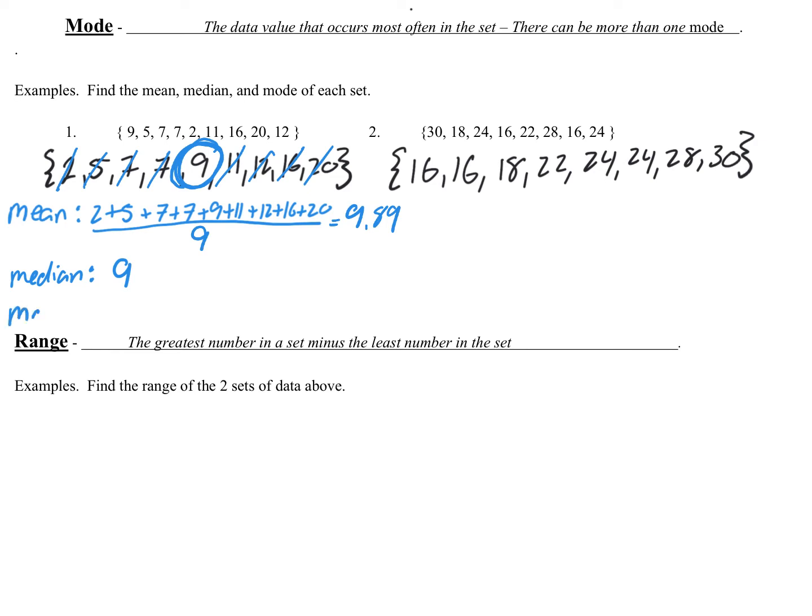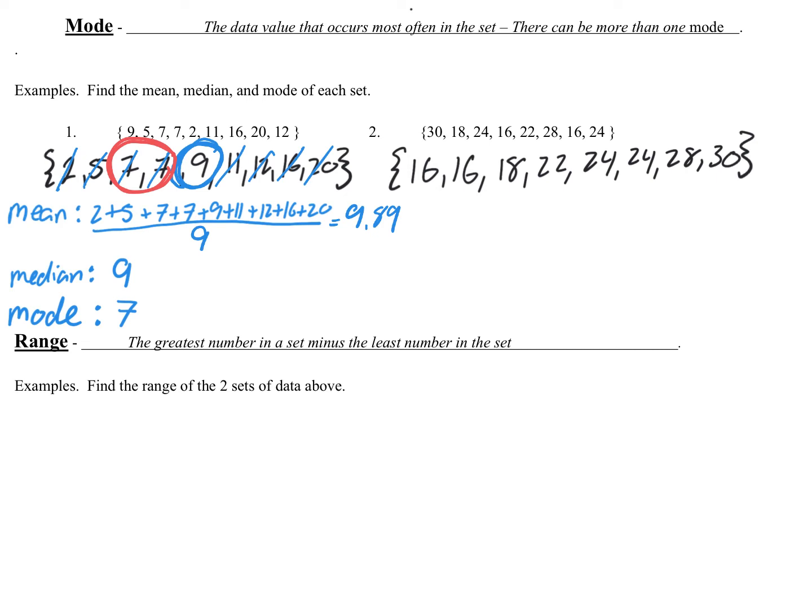Our mode is our most repeated number. So we want to go to our data set and look and see if any numbers are repeated. For our data set here, the only number that's repeated is 7. So that means that 7 would be our mode. It is our most frequently represented number. It's represented 2 times, whereas every other number is only represented once.